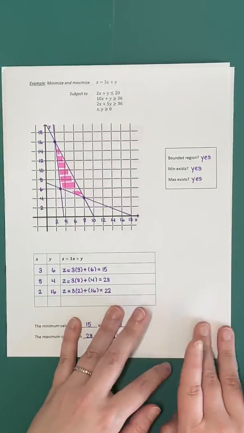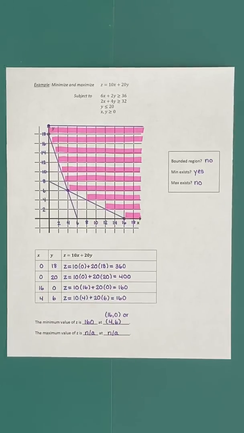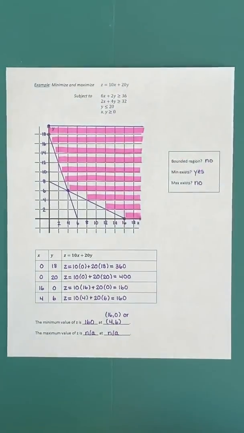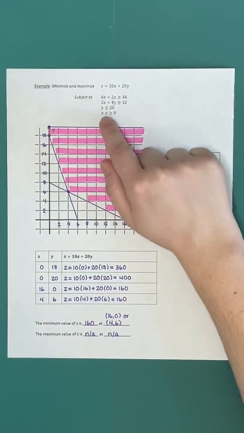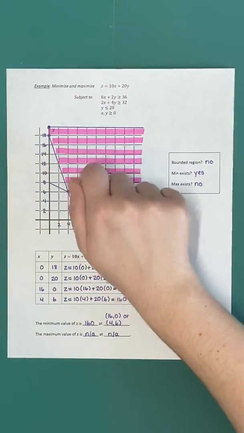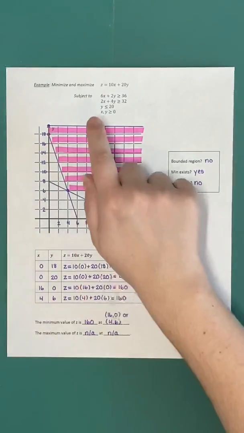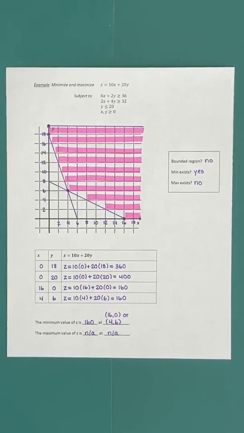Okay, let's look at one more. Same directions. We want to minimize, we want to maximize. Now we have a new objective function, and we have some new problem constraints. So our objective function is going to be z is equal to 10x plus 20y, and it's subject to 3 problem constraints and 2 non-negative constraints. So the non-negative constraints again tell us our solution region is restricted to the first quadrant, and then x and y have to fit each of those inequalities.